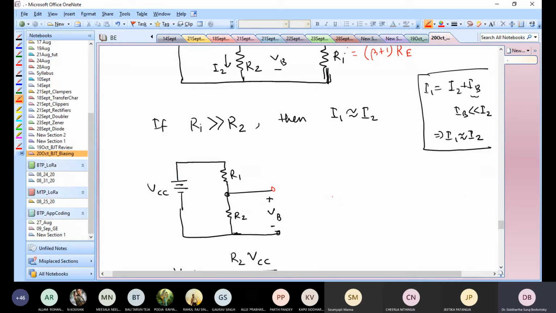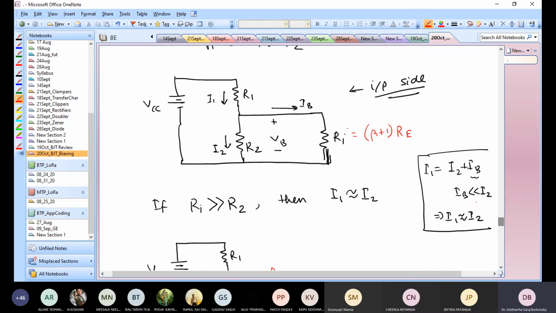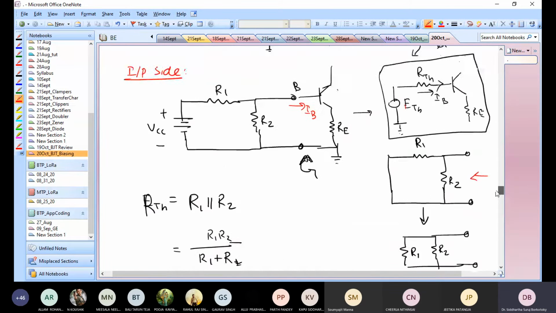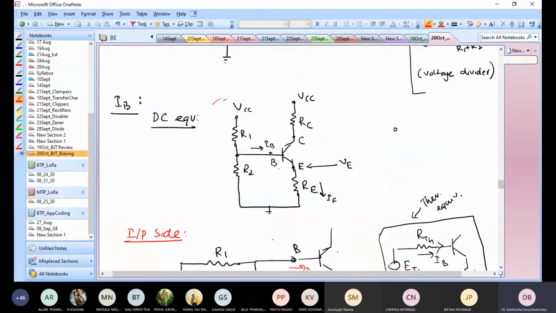Okay, so what is this voltage right here? This voltage is the base voltage, right? Because this joining point of R1 and R2, this meeting point, is connected directly to the base.